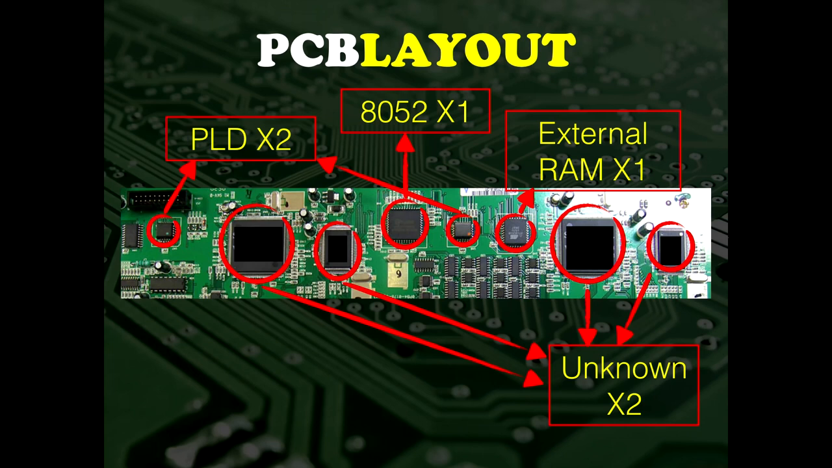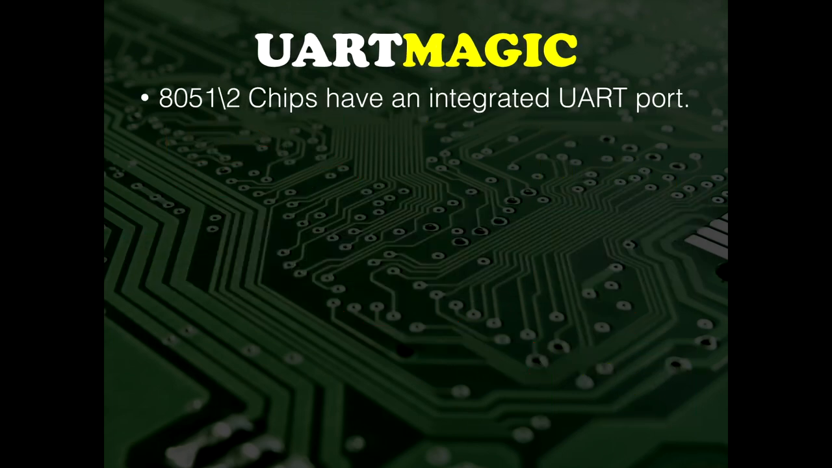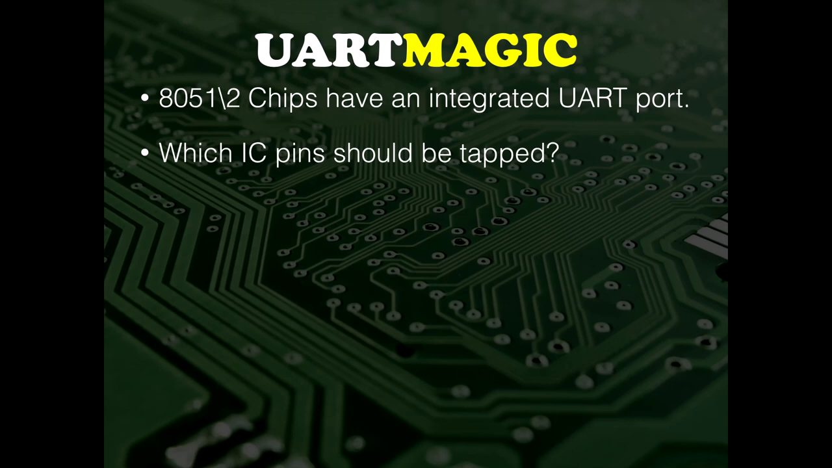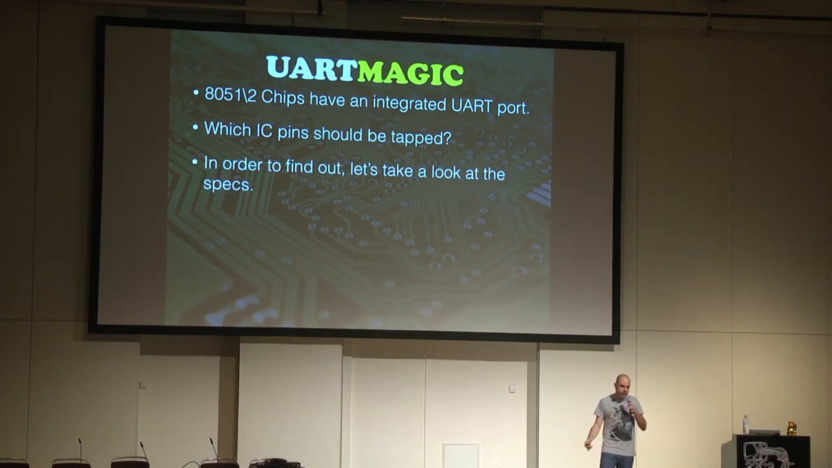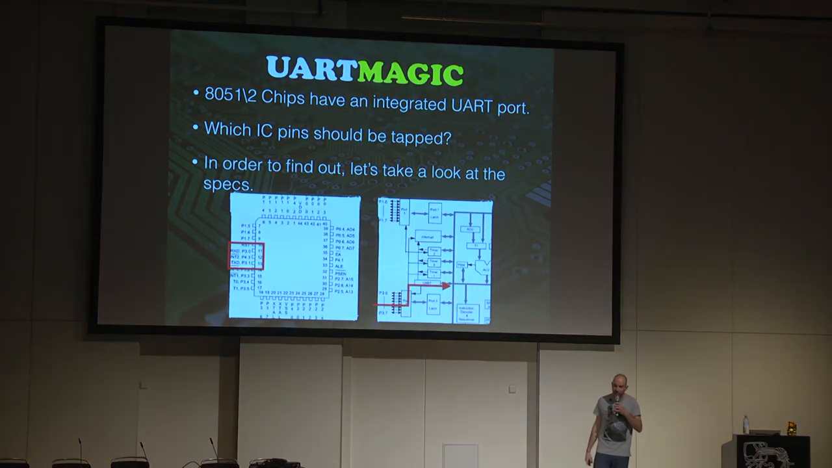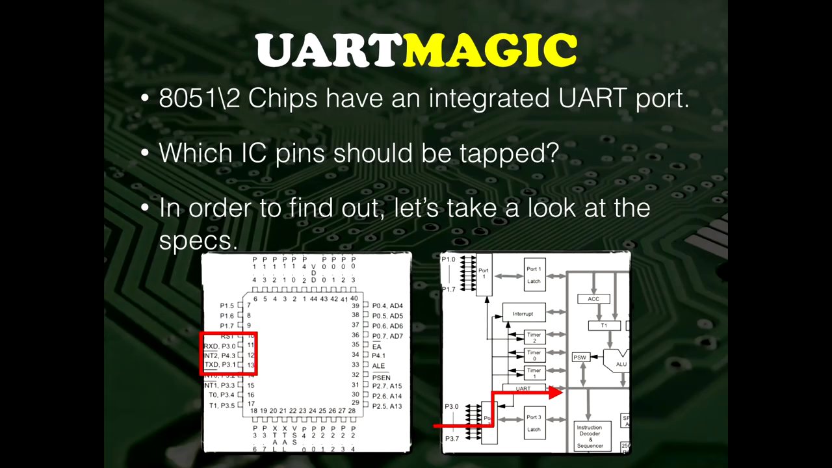And now we would like to know how this 8052 chip gets upgraded. It must get upgraded somehow, but how? So it turns out that each one of the 8051, 8052 chips has an integrated UART port in them. UART stands for Universal Asynchronous Receive Transmit, some kind of generic serial protocol. We know it's a UART, but which of the chip pins are actually responsible for this upgrade? Well, we can answer this question pretty easily by just looking at the specs. We open up the specs of this chip and we see this, and it clearly states that the RX and TX pins are connected through port 3 of the chip to the UART port. So these are our UART pins. Great. Now we only need to inspect what's going on in these pins in order to see the firmware hopefully coming into this chip.